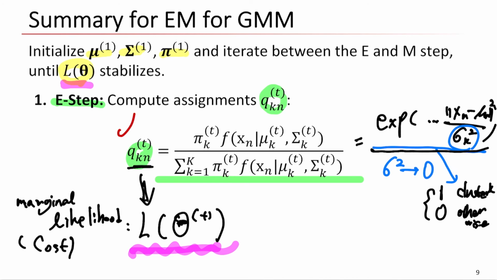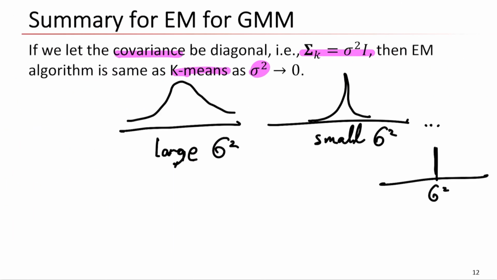In this case, this QKN is equal to the ZKN in the K-means clustering algorithm, right? So in other words, by decreasing this sigma square, this expectation and maximization algorithm will be the K-means clustering algorithm. Okay, so this is the relationship between the K-means clustering algorithm and the expectation and maximization technique.